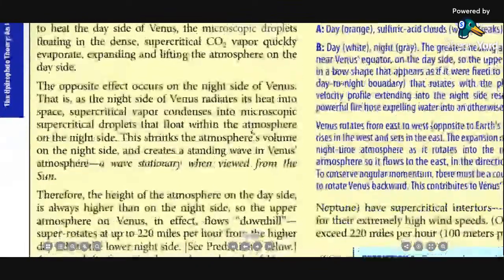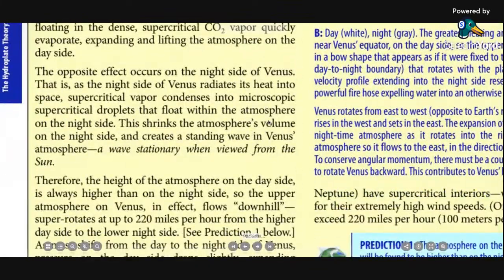The opposite effect occurs on the night side of Venus. That is, as the night side of Venus radiates its heat into space, supercritical vapor condenses into microscopic supercritical droplets that float within the atmosphere on the night side. This shrinks the atmosphere's volume on the night side and creates a standing wave in Venus's atmosphere, a wave stationary when viewed from the sun.